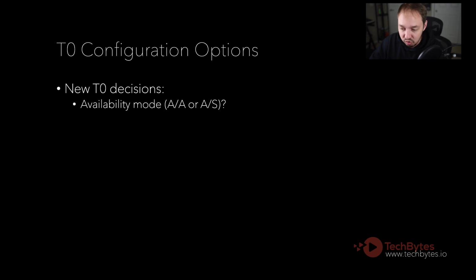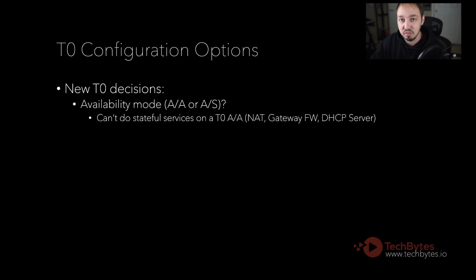This isn't new. You should be familiar with this. You have the choice when you create a T0, do I want this to be active-active or active standby? Now, the implication here is if you do active-active, you can't do stateful services. So NAT, load balancing, maybe load balancing is a bad example. Gateway firewall, DHCP server. So all of the stateful services, if you want to do those, NAT is really the biggest one. You can't do active-active. So that will possibly drive your decision.